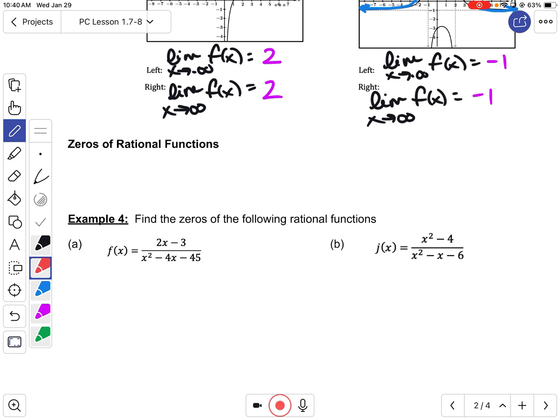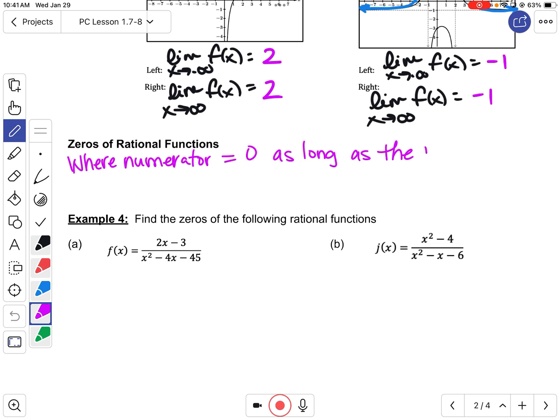If I have a fraction and I want it to equal 0, what part of my fraction has to be 0? The top, the numerator, okay? Because if the denominator is 0, what happens? Your paper explodes, okay? We ain't got time for that because we're using tablets. All right, that could get real messy. All right, so zeros of our functions, they are where the numerator equals 0 as long as the numerator and denominator do not share a factor.